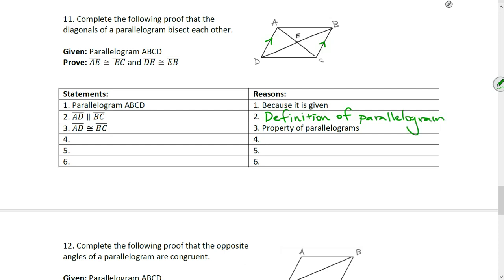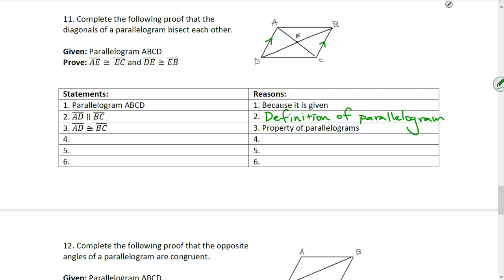Now, I could have also said that AB is parallel to DC, because that's part of the definition, but it is kind of slick in a proof to only use the statements that are necessary and leave out the excess things you don't really need. It's a clean, slick proof, so I'll follow that pattern and just talk about AD and BC.